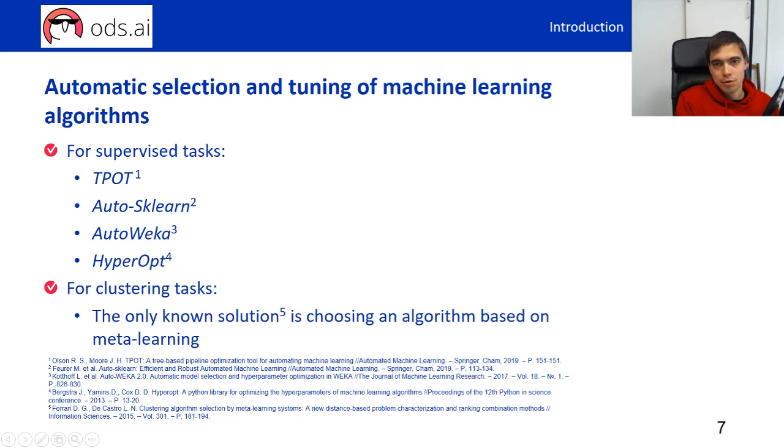Today, many solutions for the problem of automatic selection and tuning of algorithms have been developed, but most of them are for supervised learning tasks. The most popular of them are implemented in libraries like TPOT, Auto-sklearn, Auto-WEKA, and HyperOpt. For the clustering task, only one solution has been developed, and this solution is based on meta-learning. Its evident disadvantage is that the choice is made from a fixed number of algorithms.